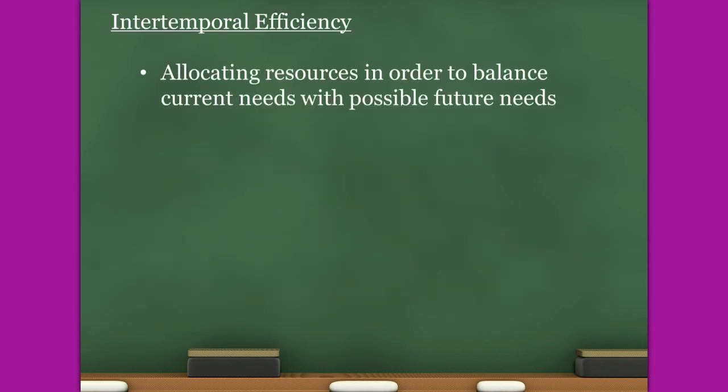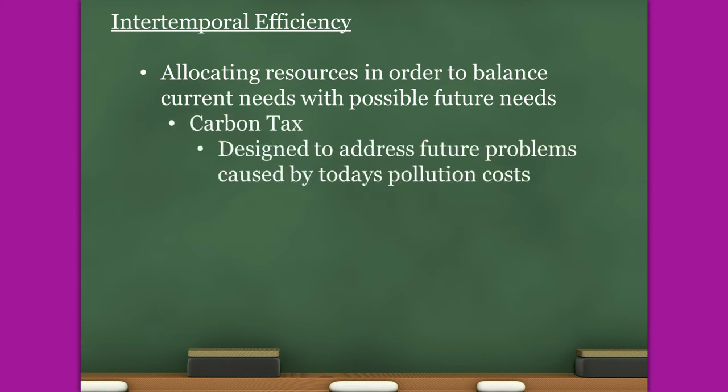Intertemporal efficiency, allocating resources in order to balance current needs with possible future needs. What is the best example that's occurred over the last 12 months? The carbon tax, designed to address future problems caused by today's pollution costs. Okay, that's what it's looking at.